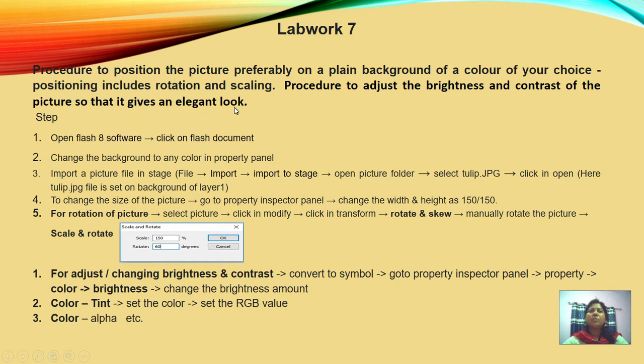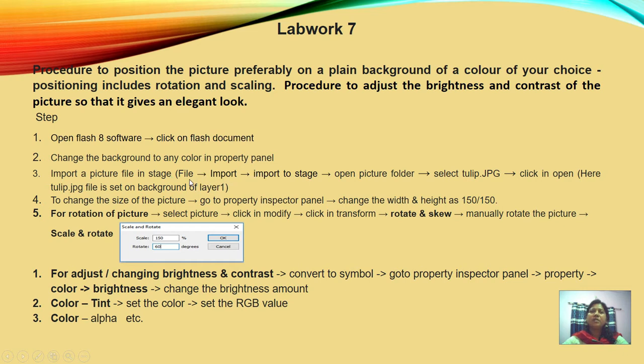So you have to prepare two things. One is your picture should be rotated by the rotate and scale option, and your picture brightness and contrast can be changed. Let's start. Open Flash. Next, change the background to any color as per your selection inside your property inspector panel. Then import a picture file onto the stage area.